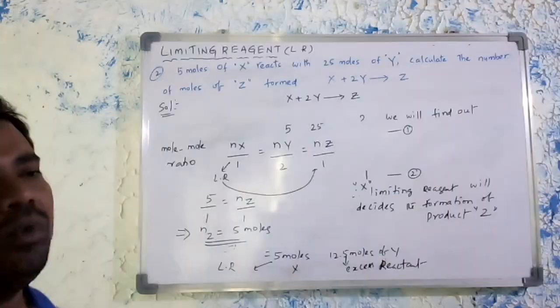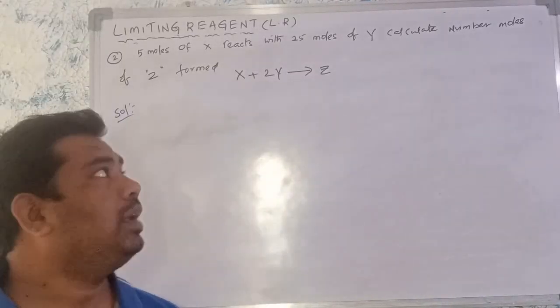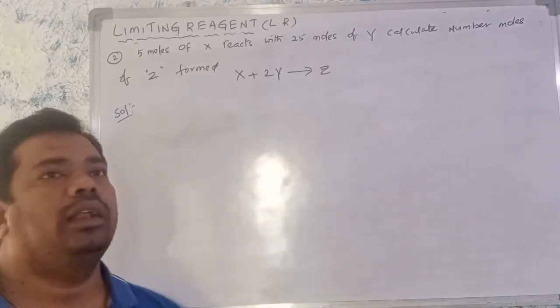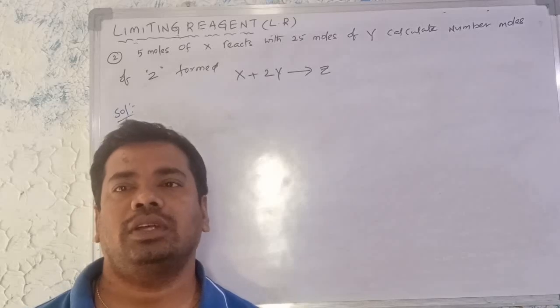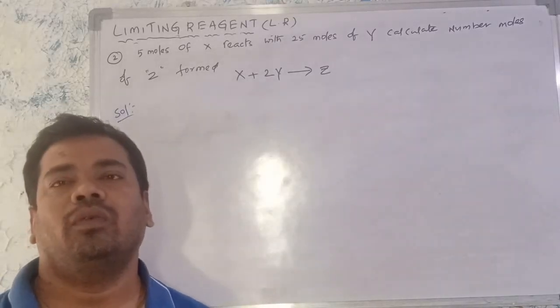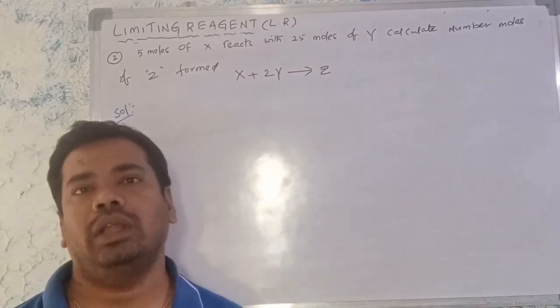So in this problem, X is our limiting reagent and Y is the excess reagent. We will calculate how many moles of Y are consumed and how much Y is left over in the reaction. We will see the mole-mole analysis.